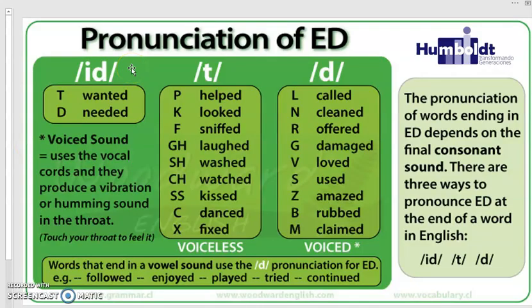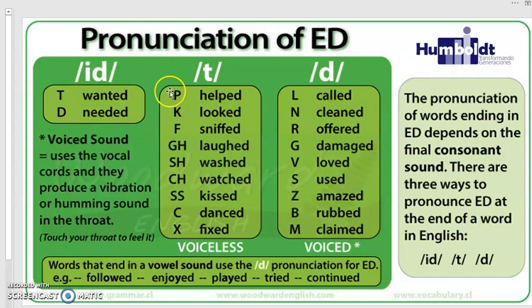So, the famous pronunciation of -ed. The pronunciation of words ending in -ed depends on the final consonant sound. There are 3 ways to pronounce -ed at the end of a word in English, so we can pronounce it as id, as t, or d. For example, the verbs that finish in t and d are pronounced as id. For example, wanted, needed. Wanted, needed.